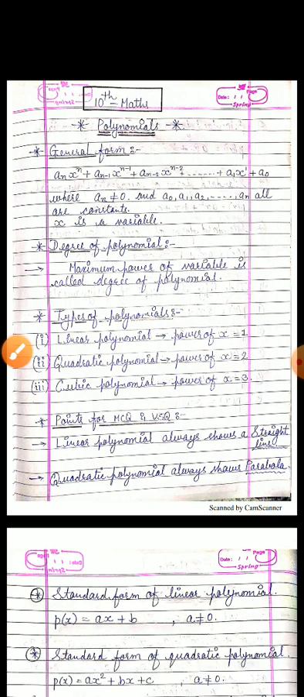Now 2 points that are very useful to solve the MCQ or VSQ. First point is linear polynomial always shows a straight line. I am repeating that linear polynomial always shows a straight line. What does it mean? It means that whenever we are going to represent linear polynomial on graph paper, graph of this type of linear polynomial will be always a straight line. That we need to remember, that we are going to study in chapter number 3 whenever we are going to study about graphical method, right?